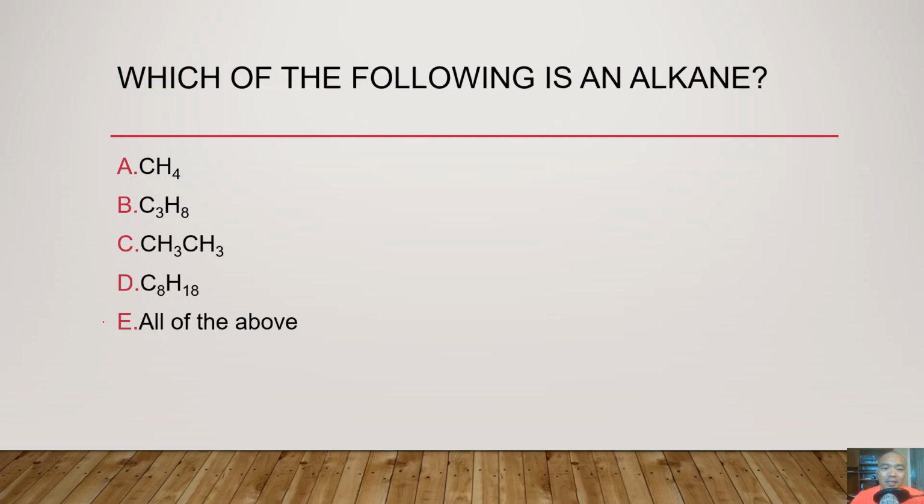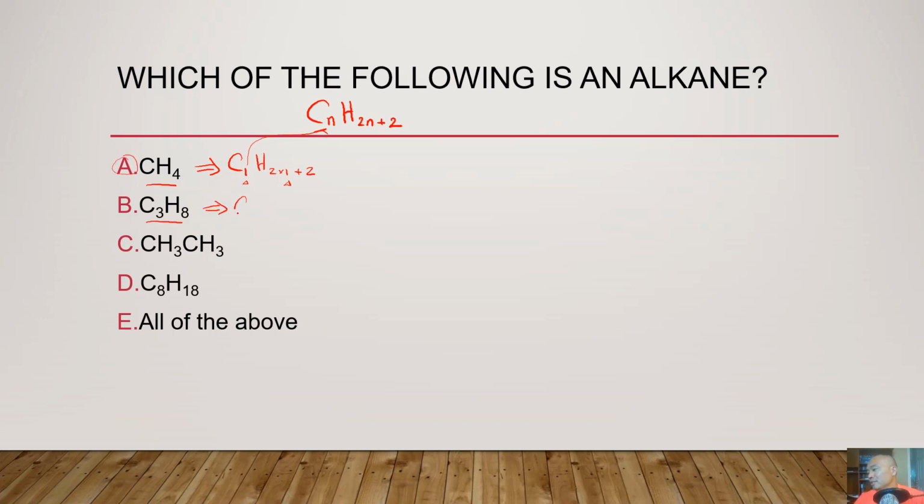All right. Which of the following is an alkane? Remember, an alkane has a general formula of CnH2n+2. All right. So the first one, when you rewrite it, can be written as C1H2 times 1 plus 2. So this is the n in this formula. Right. So this one is an alkane. This one is correct.